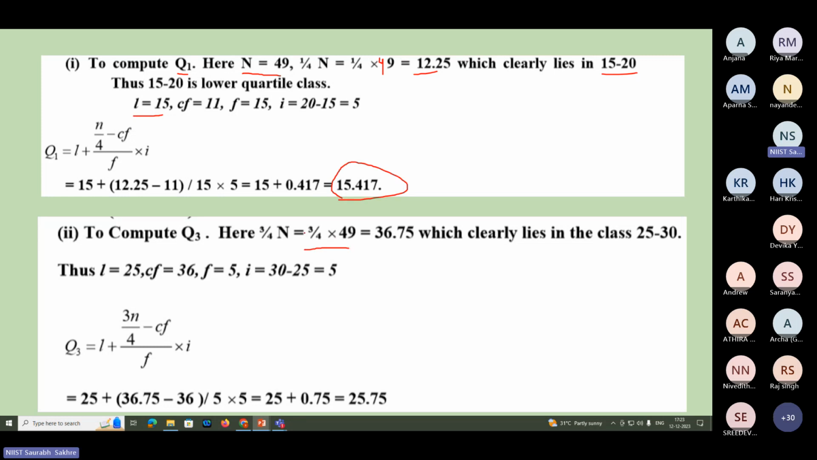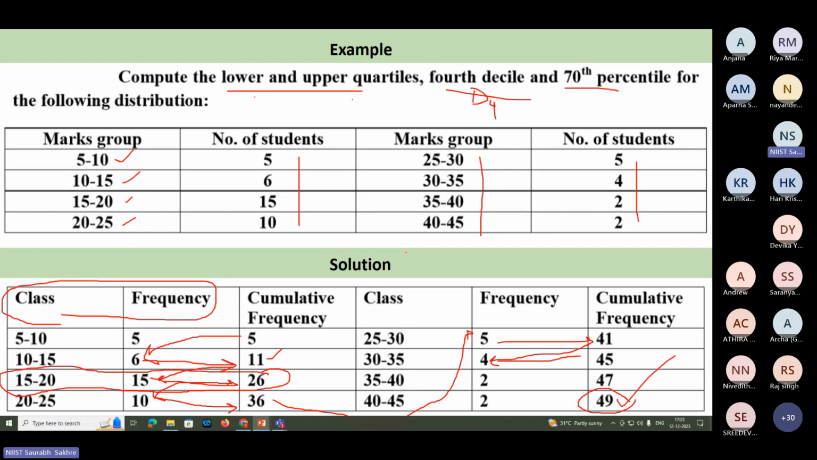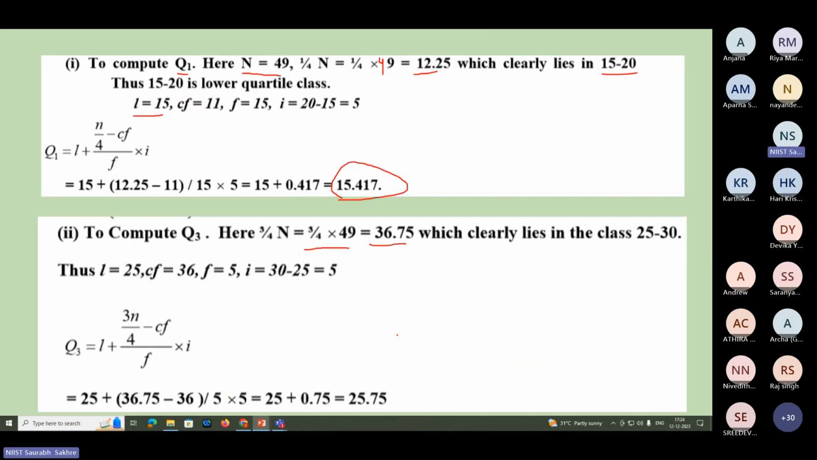So if I multiply 49 by 3 by 4, it will come 36.75. Now if I go back and see, 36.75 lies after this 20 to 25 class. So it will be in the class in which cumulative frequency is 41. So this is 25 to 30. So my third quartile class is 25 to 30.